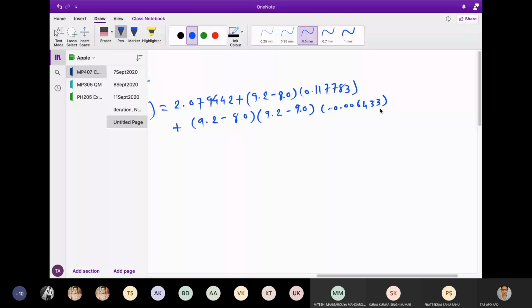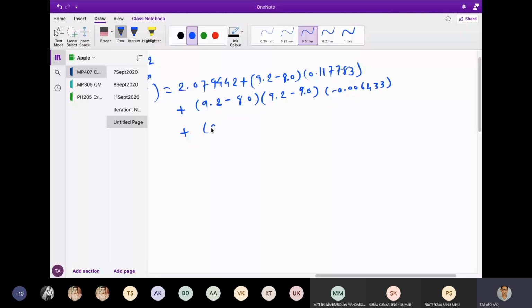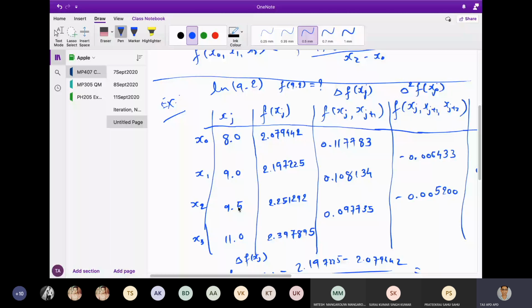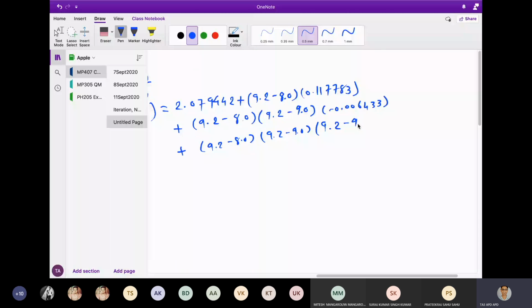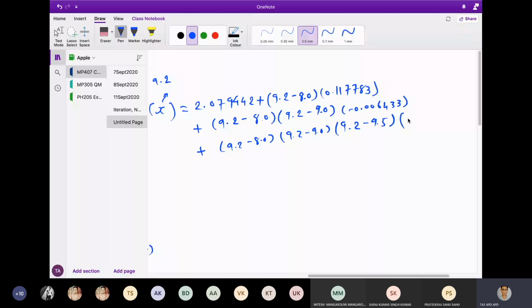All right, and then you will have 9.2 minus 8.0, 9.2 minus 9.0, and 9.2 minus, you will have f of x2, that is 9.5. 9.2 minus 9.5 into, they'll capture the last divided difference, that is 0.000411.